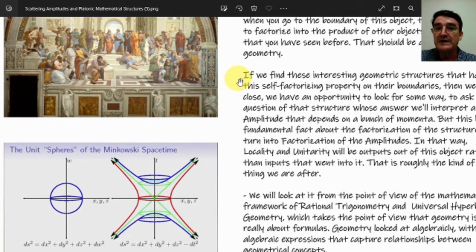So he says, if we find these interesting geometric structures that have this self-factorizing property on their boundaries, then we're close. We have an opportunity to look for some way to ask a question of that structure whose answer we'll interpret as the amplitude that depends on a bunch of momenta. But this basic fundamental fact about the factorization of the structure will turn into factorization of the amplitudes. In that way, locality and unitarity will be outputs out of this object rather than inputs that went into it. And that is roughly the kind of thing that he is after.